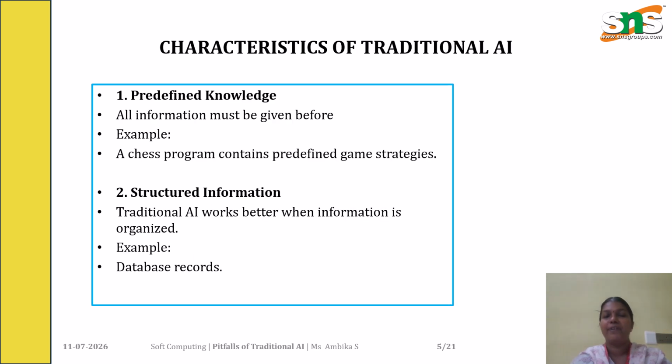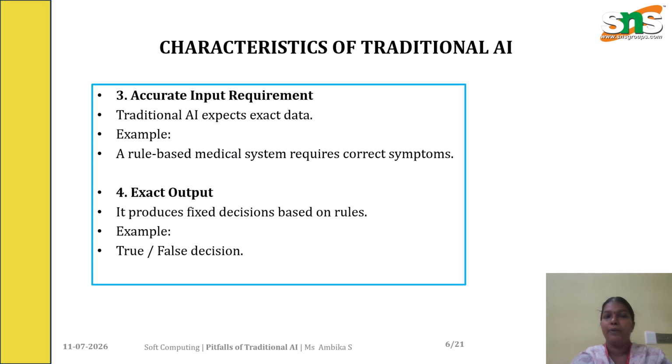Characteristics of traditional AI. First one is predefined knowledge, so all the information must be given beforehand. Example, a chess program contains predefined game strategies. Next is structured information. Traditional AI works better when the information is organized, for example, database records. Accurate input requirement: it expects exact data as input. For example, a rule-based medical system requires the correct symptoms in order to predict the correct output. Next is exact output. It produces fixed decisions based on if-then rules only. Example, it will decide either true or false.